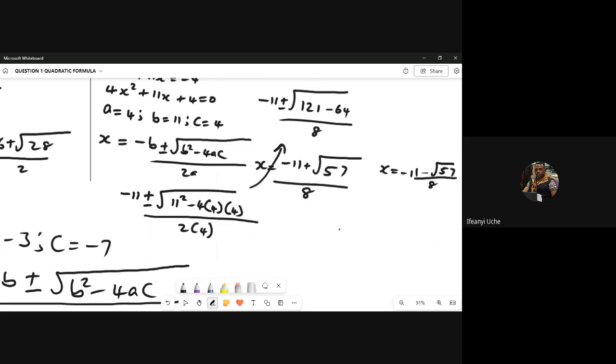Negative 0.43. x equals negative 0.43. Then the other one with a negative before the root will give us negative 2.32, because we are rounding to 2 decimal places. Please note that at times they will say leave your answer in short form. So what you have to do is to leave it in short form. So that's x here equals negative 2.32.